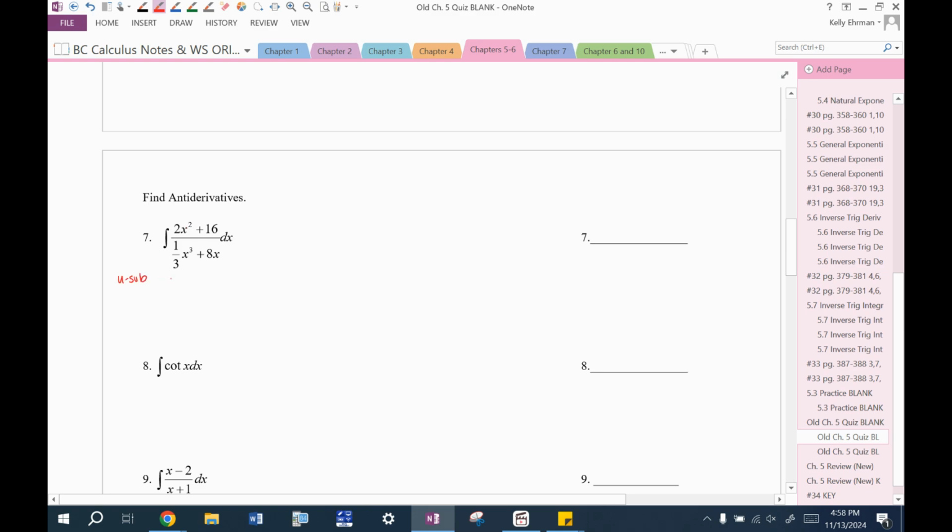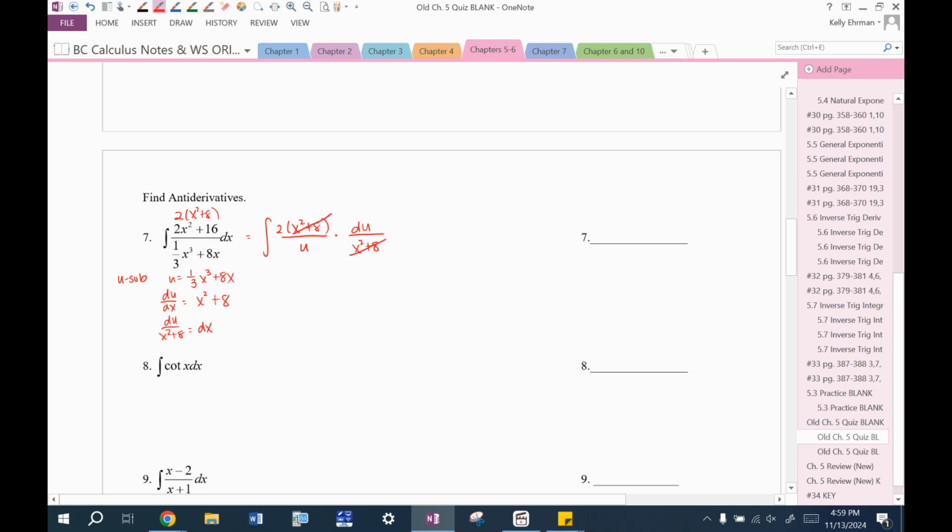So that means I'm going to let u equal 1/3 x to the third plus 8x. du/dx would equal 1/3 times 3, which is 1, x squared plus 8. du divided by x squared plus 8 equals dx. Now, what do we have here? This is 2 times x squared plus 8. So we have the integral of 2 times x squared plus 8. We replace the denominator with a u, and in place of dx, we're putting du over x squared plus 8.